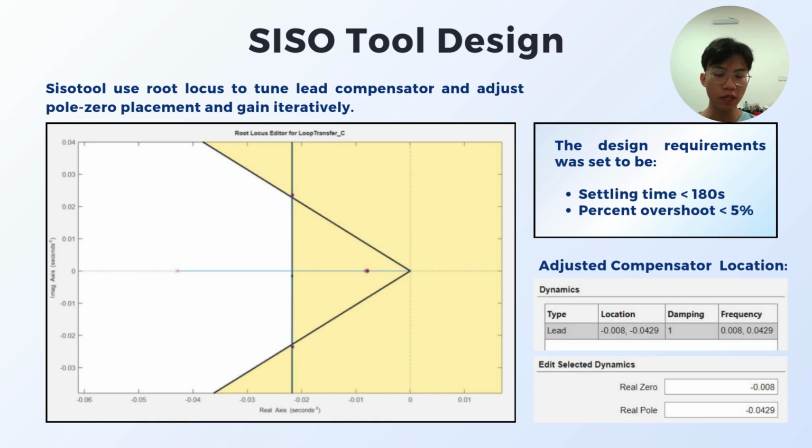To achieve the specification, we create a lead compensator and adjust the pole zero position so that the root locus can overlap with the intersection point in the diagram, which indicates that we have met the specification. After the adjustment, the final zero position in the s-plane is negative 0.00x, while the final pole is at negative 0.0429.